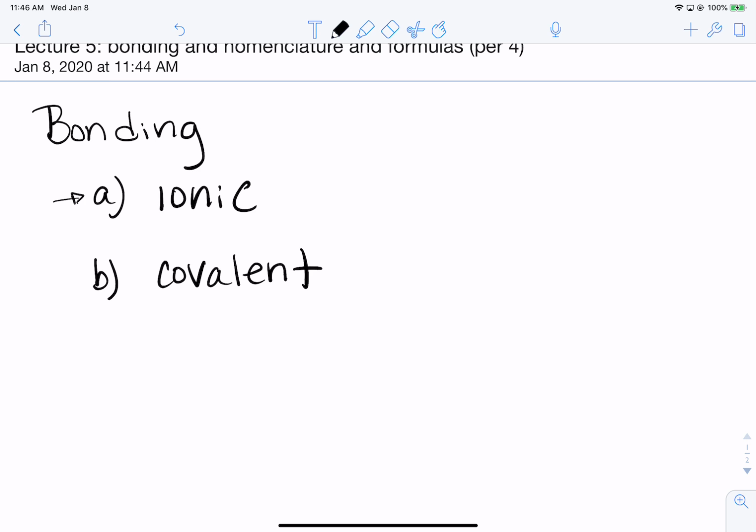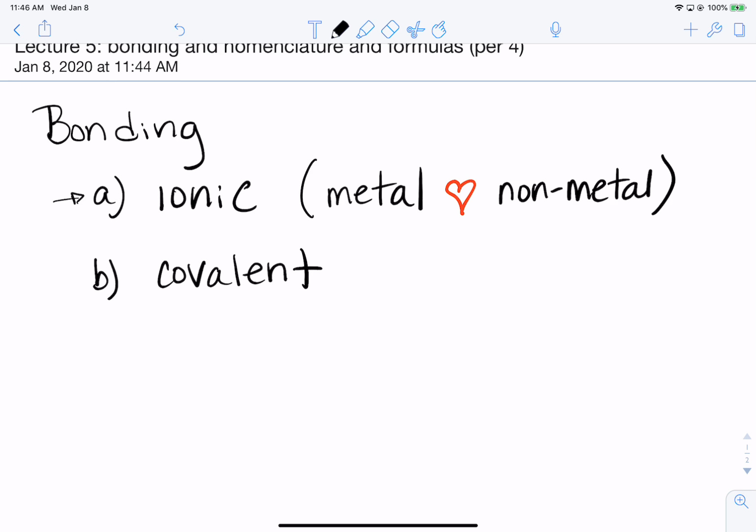Ionic bonds happen between a metal and a nonmetal. Metals are on the left-hand side of the periodic table, and nonmetals are on the right-hand side of the periodic table.